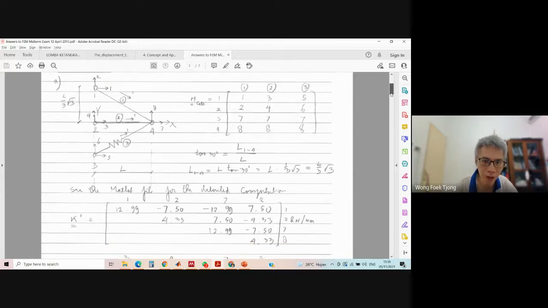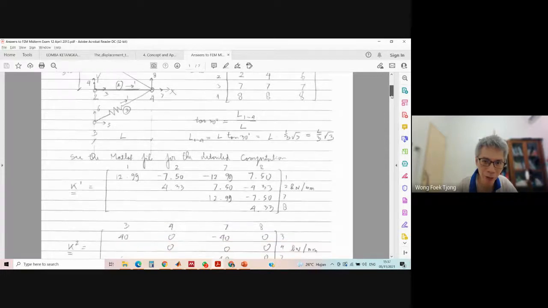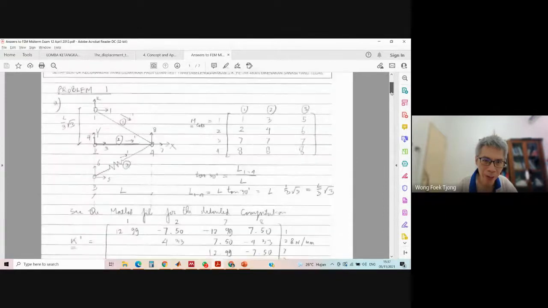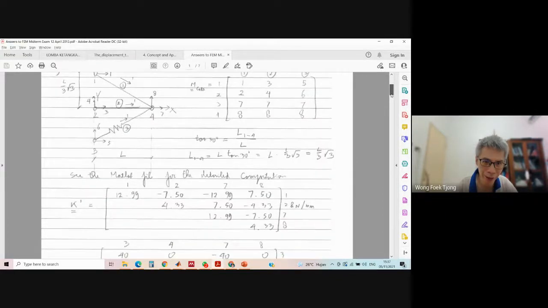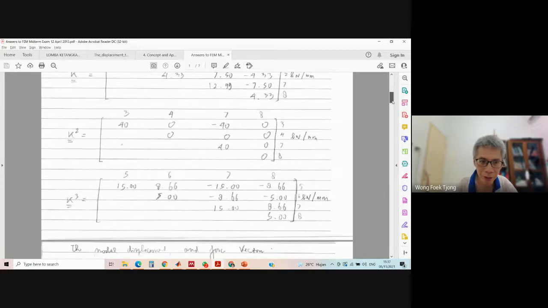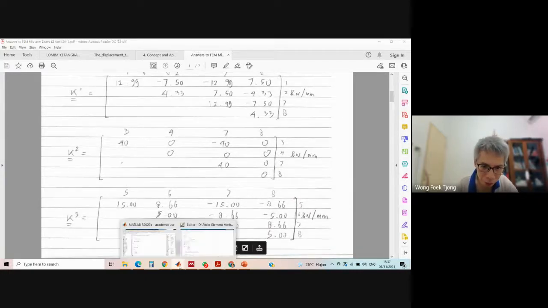This is the computation of the matrix I performed in MATLAB. We obtain this matrix for elements 1, 2, and 3 after performing the transformation, because this should be a global 4 by 4. Actually, the spring is also initially 2 by 2. After I transform using T transpose K T, it becomes like this. These are the details of the MATLAB computation in the MATLAB file.